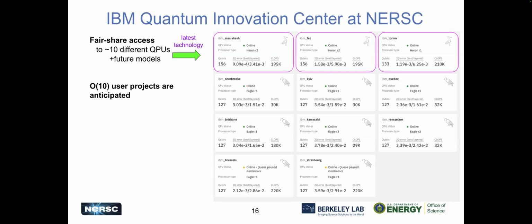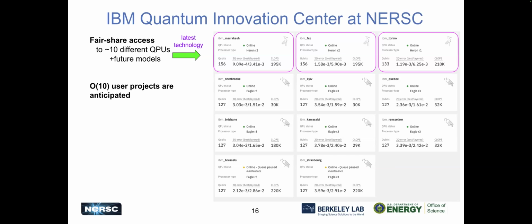So we have seen them slowly improving over time and growing the number of qubits over time as new systems become available. On the order of 10 user projects are anticipated to participate in this program initially. And we currently have the call online.